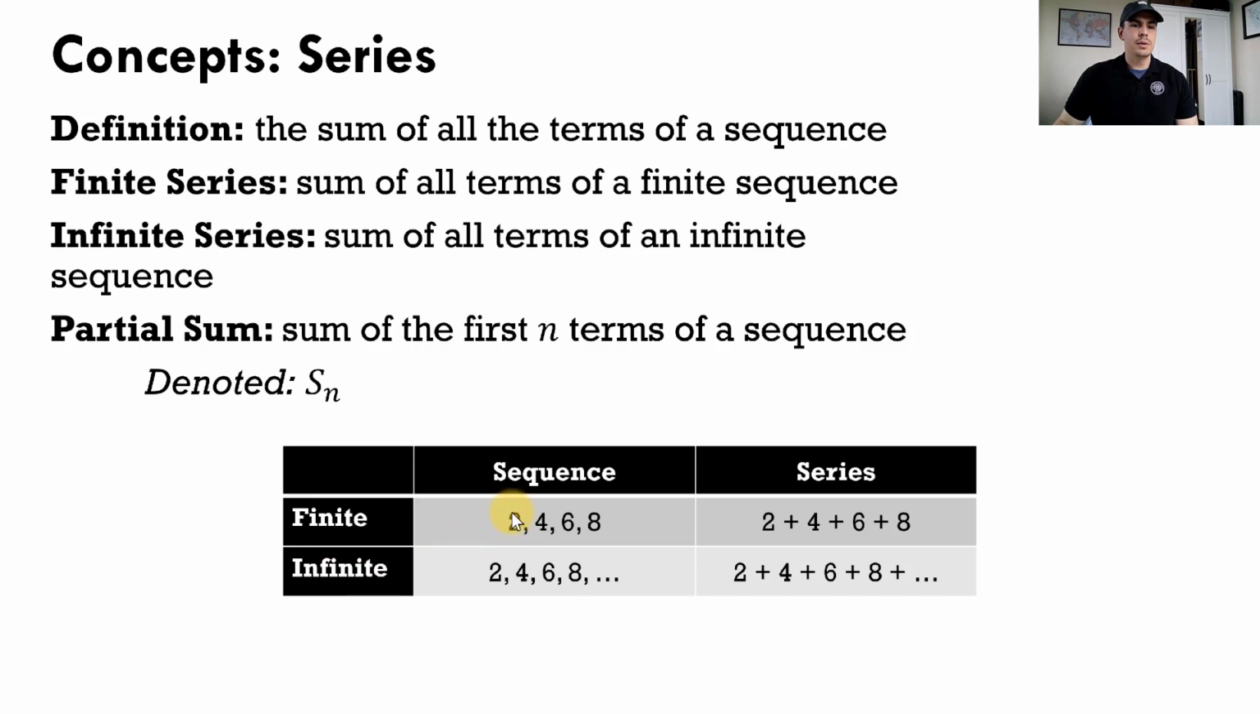We have a finite sequence, 2, 4, 6, 8. The series for that sequence would be 2 plus 4 plus 6 plus 8, and that would have some value. Now an infinite sequence here, 2, 4, 6, 8, dot, dot, dot. So we know if we have these ellipses, then that indicates an infinite sequence. Then the series for that would be 2 plus 4 plus 6 plus 8 plus dot, dot, dot, all the way off into infinity, right?